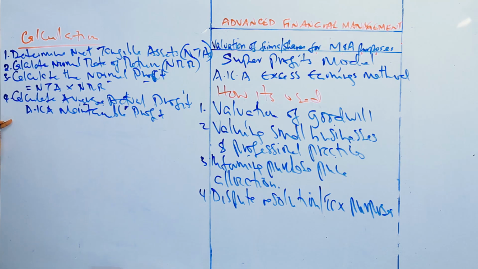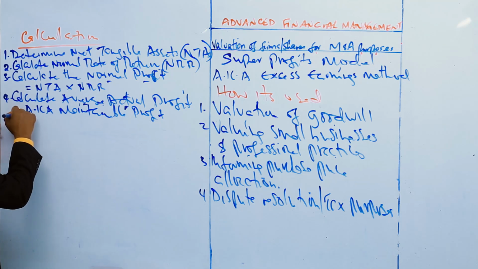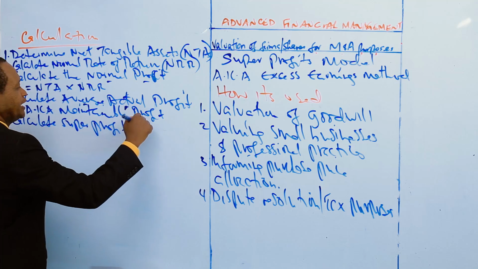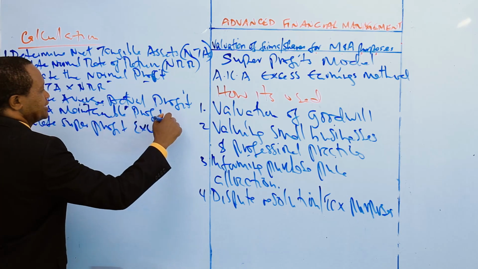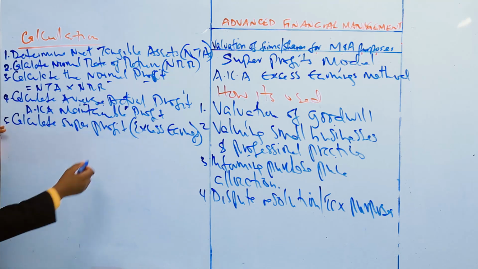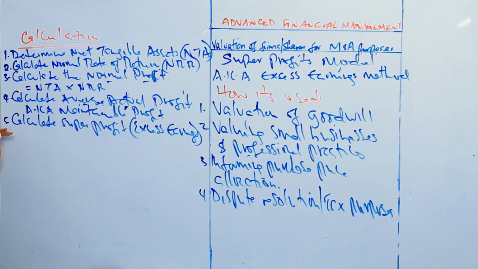Then step number 5 is to calculate super profit, also known as excess earnings. Calculate super profit or excess earnings. And how do you do that? You subtract the normal profit from the actual profit or maintainable profit.